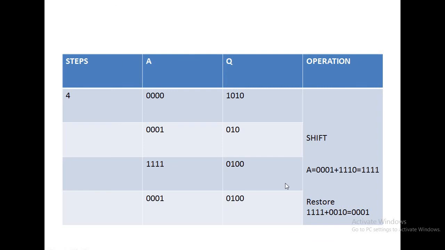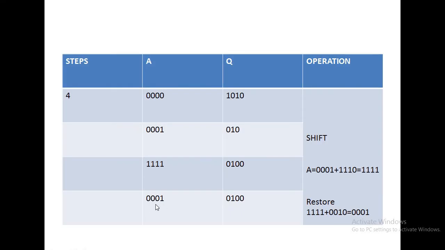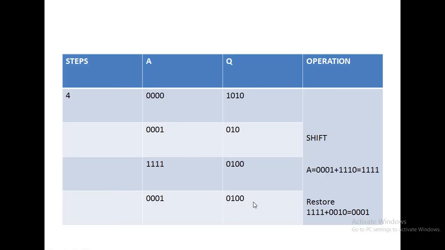This is the value of A, 000M, then 2's complement of M, 1110. So what is the value? 4 ones. So MSB bit is 1, number is negative, Q0 value is 0. If number is negative, restore the value of A, 001010. Then what is the remainder? Now this value is the remainder. A is the remainder. And what is the quotient? This value is the quotient, 0100.